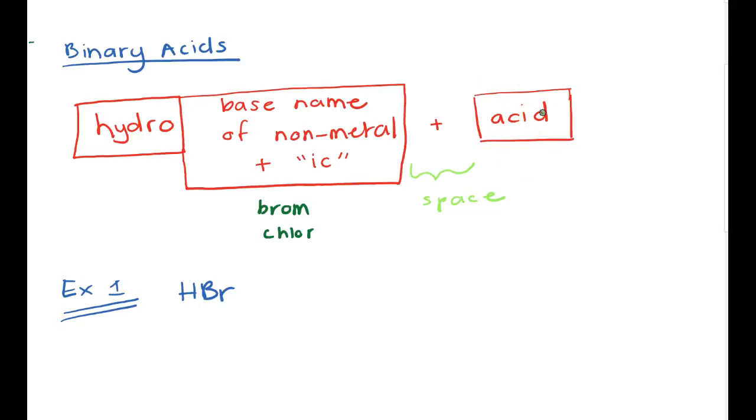So for example, we have hydro first. Our anion is bromine, so our base name is brom. We're going to add ic to the ending. We have a space, and then we write acid. So fairly straightforward, using information that we've already used in nomenclature.